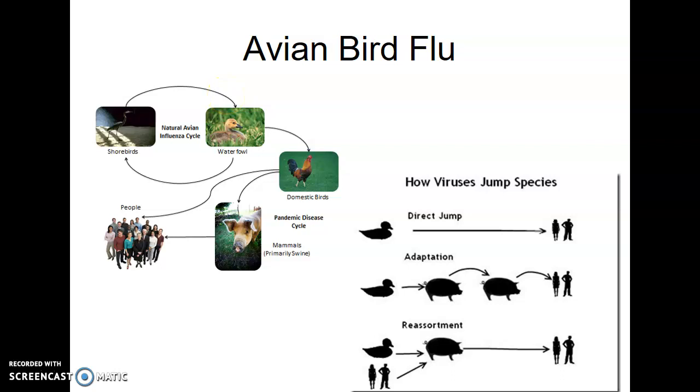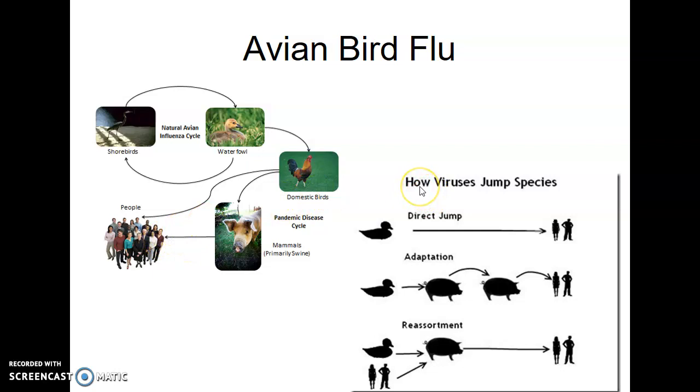This was huge a couple years ago, and it created a lot of worry in the populations because shorebirds would affect waterfowl. Waterfowl will affect our domestic birds, like our chickens. So we have a lot of chickens. I have chickens, but I'm just saying when chickens are affected, we eat eggs, we eat chicken itself. Those will affect other organisms like pigs, but they also affect humans. And pigs, especially swine, are going to affect humans very well.